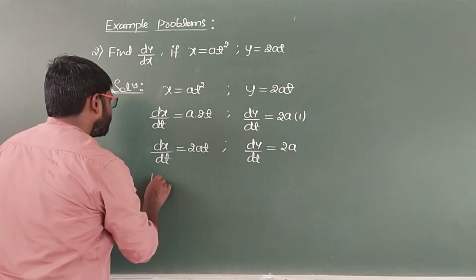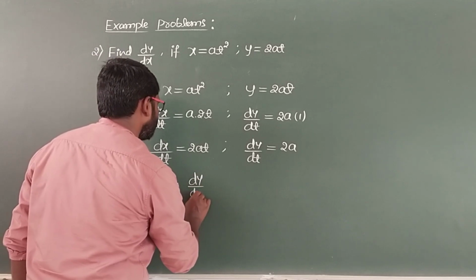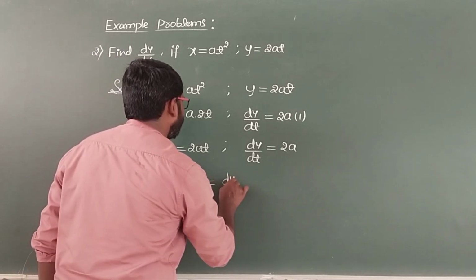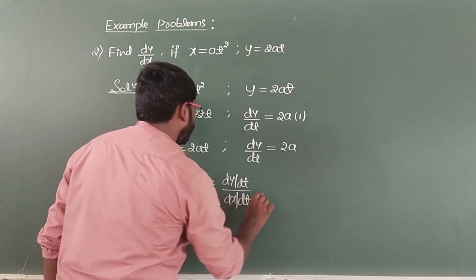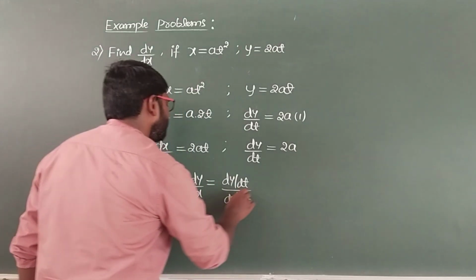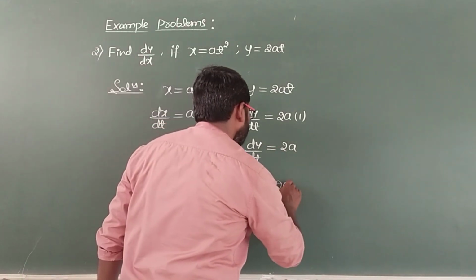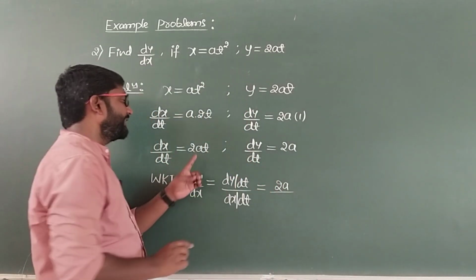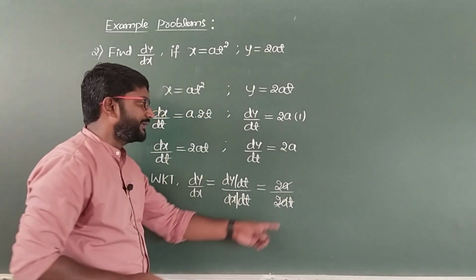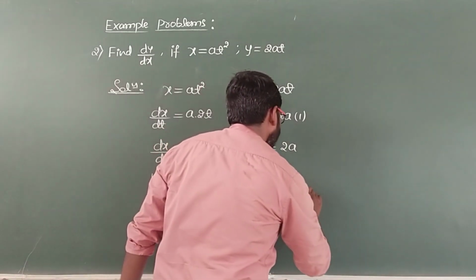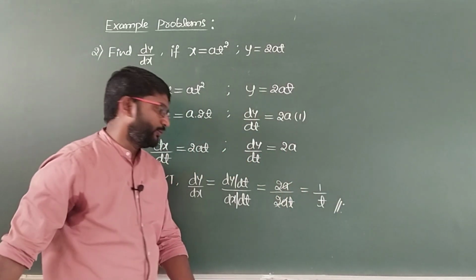So we know that dy by dx is equal to dy by dt whole divided by dx by dt. So substitute the value of dy by dt now, it is 2a divided by dx by dt, which is 2at. 2a and 2a get cancelled, we have the answer 1 by t. So this is all about example number 2.